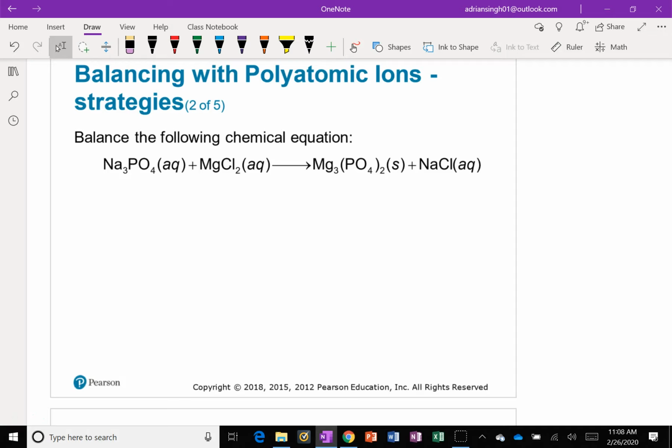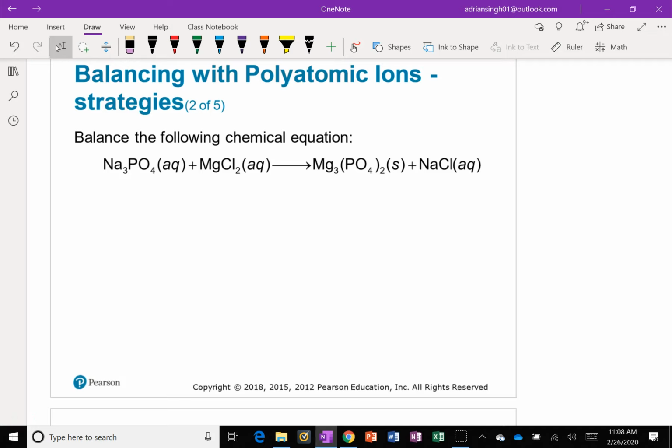magnesium chloride, magnesium phosphate, sodium chloride. Right, so those are all ionic compounds, and then a couple of these things may look familiar to you. The PO4, that's a polyatomic ion. That's one of the several that we looked at in lab.